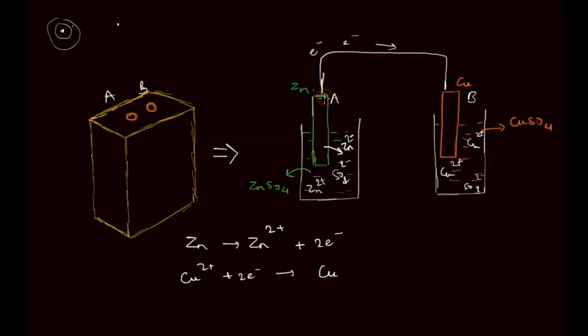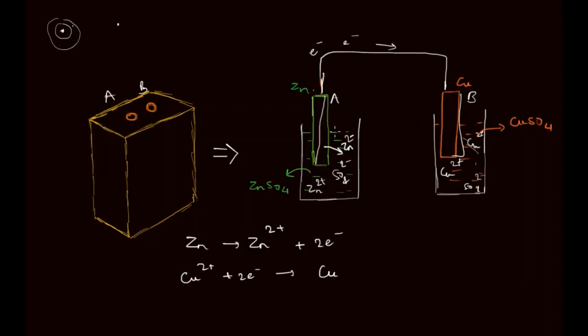The zinc rod will become thinner and thinner, because from the zinc rod, zinc ions are getting generated and they are getting into the solution. And the copper rod will become thicker and thicker. The copper ions which are inside the solution will get accumulated on the copper rod, and so this will become thicker.